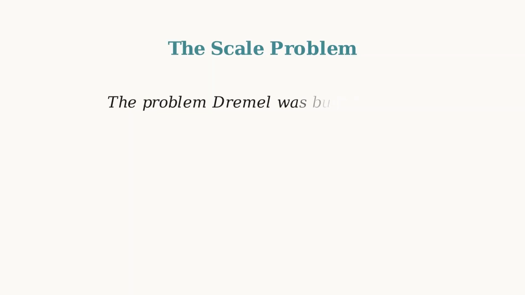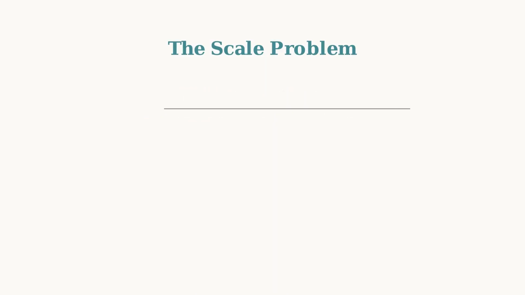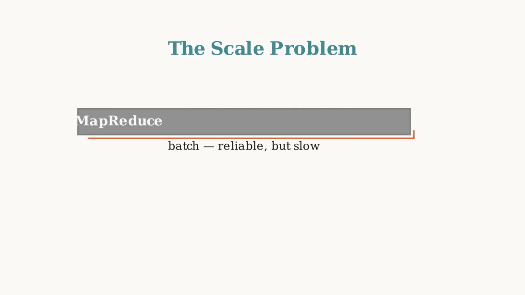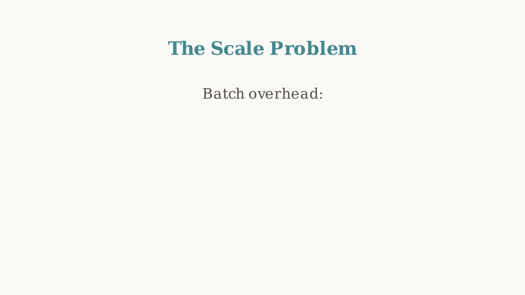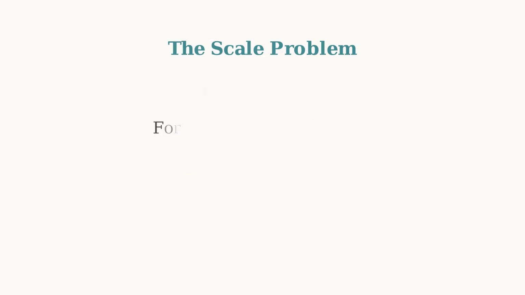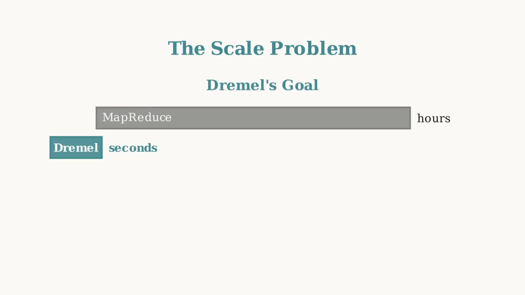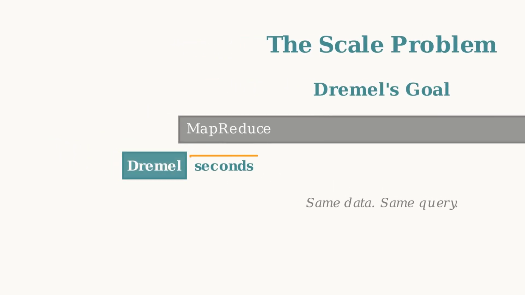This is the problem Dremel was built to solve. At web scale, data lives in trillions of rows spread across thousands of machines. Traditional tools like MapReduce process this data in batch jobs, reliable but slow. Scheduling, launching, coordinating 500,000 tasks takes minutes at minimum. For interactive analysis, that's a deal breaker. Dremel's goal: answer aggregation queries over trillion-row tables in seconds, not hours.